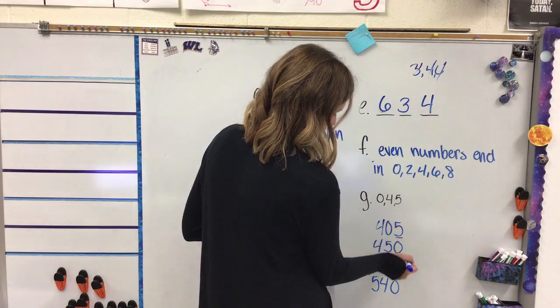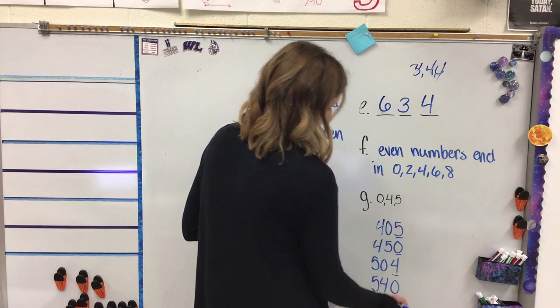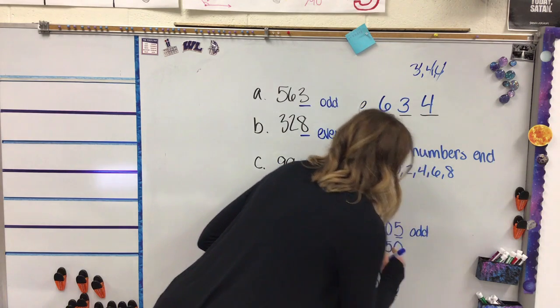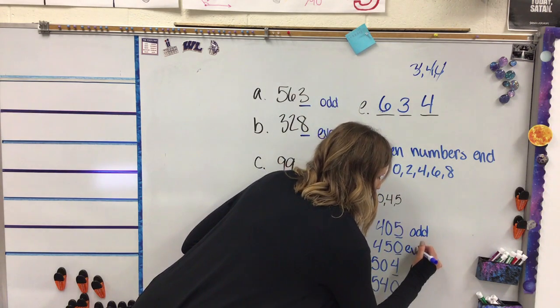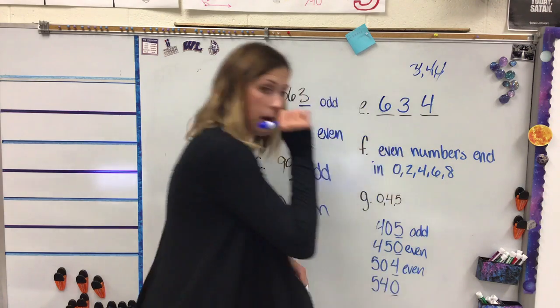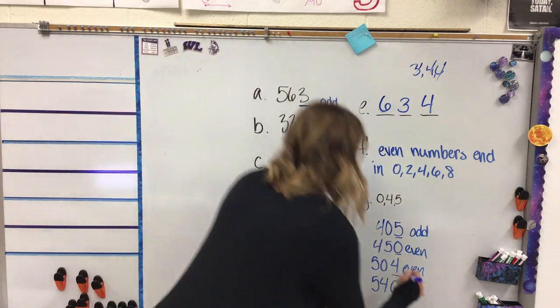Let's look at our last digit to determine if those are even or odd. 5 is odd, so the whole number is odd. 0 is even, so the whole number is even. 4 is even, so the whole number is even. And 0 is even, so the whole number is even.